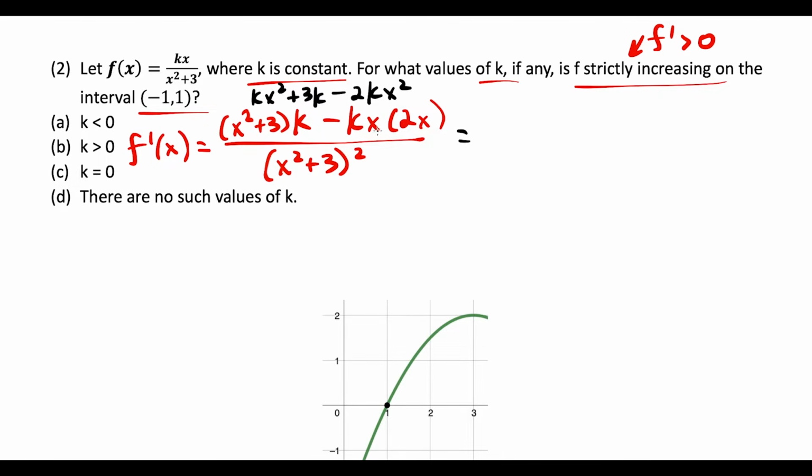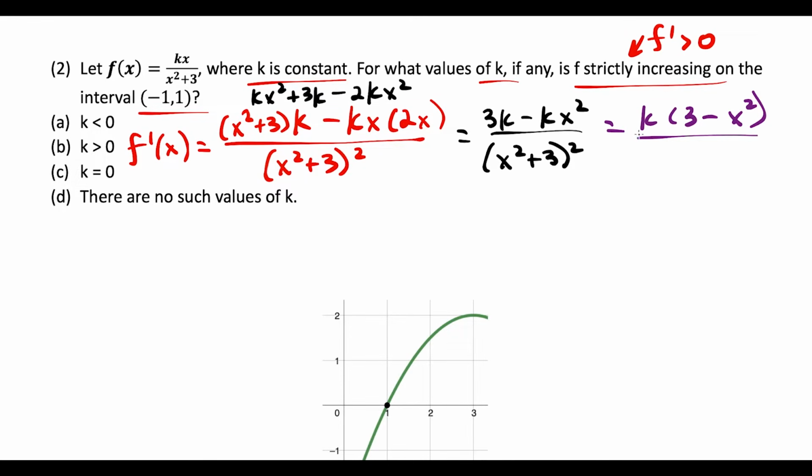So this will simplify a little bit nicer. We could combine the first and last term here, and we'll have 3k minus combined like terms. You're going to have kx squared like this over, we have x squared plus 3 squared. And now we could just factor out the top here. We could take out a k, and we're going to have 3 minus x squared on the inside. And on bottom, we have x squared plus 3, and this is being squared.